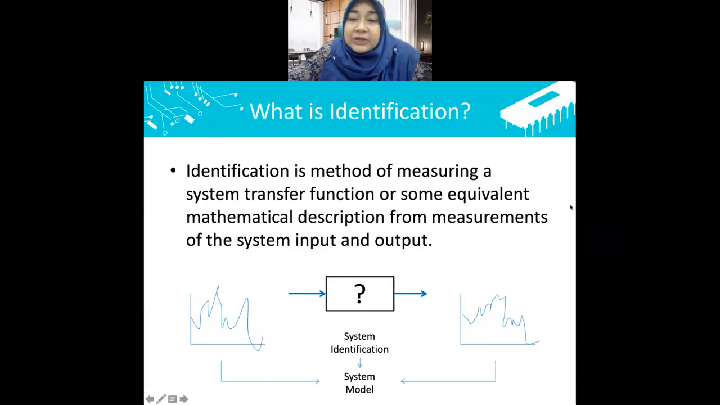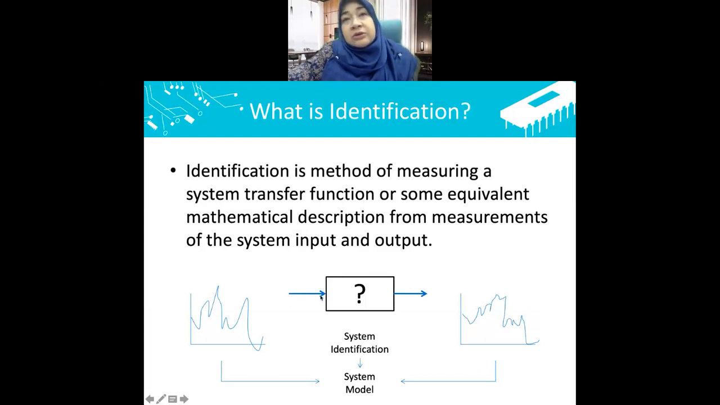Identification is a method of measuring a system transfer function or some equivalent mathematical description from measurements of the input and output of a system. For example, I have a plant, like an air conditioning system, a furnace, or an automotive system. I give some input to the system, a disturbance perhaps, and then we check the response of the system. So this is the input.